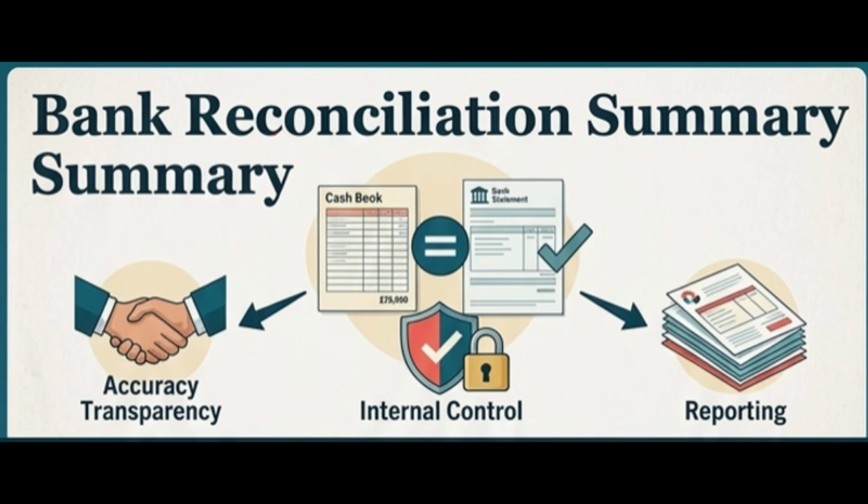bank statement. This process is critical for: 1. Accuracy, identifying errors committed in either the cash book or the bank statement. 2. Transparency, highlighting undue delays in the clearance of checks. 3. Internal control, discouraging embezzlement and identifying potentially fraudulent transactions. 4. Reporting, ensuring all financial records are updated before finalizing financial statements.